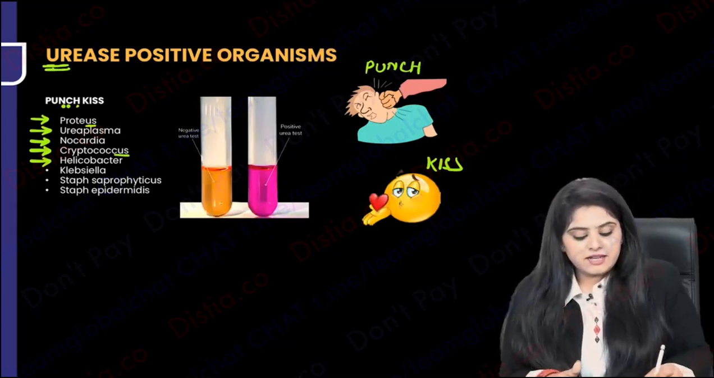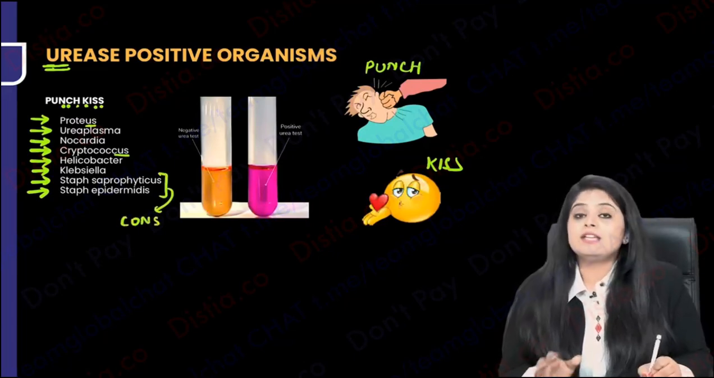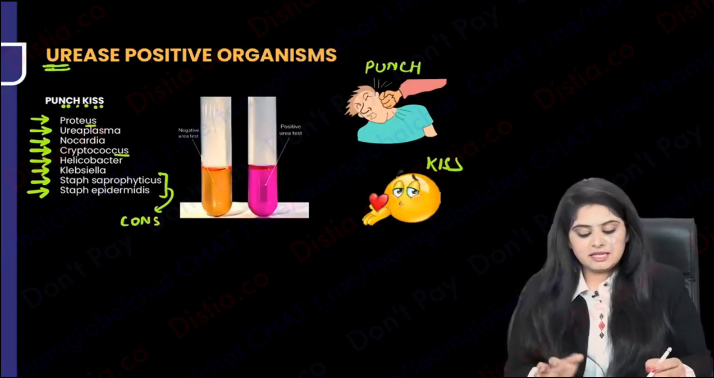Right? Then we have the one that we are doing, Klebsiella, and then we have these two staph, Staph saprophyticus and Staph epidermidis. What family were they belonging to? They were coagulase negative staph. Right? So repeating, guys, what is punch kiss?